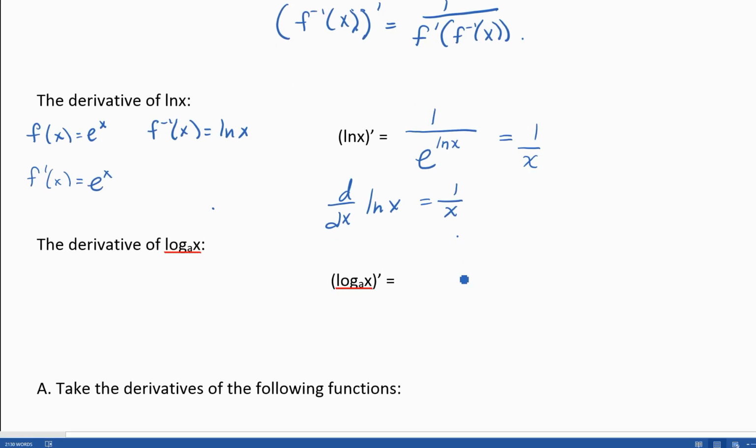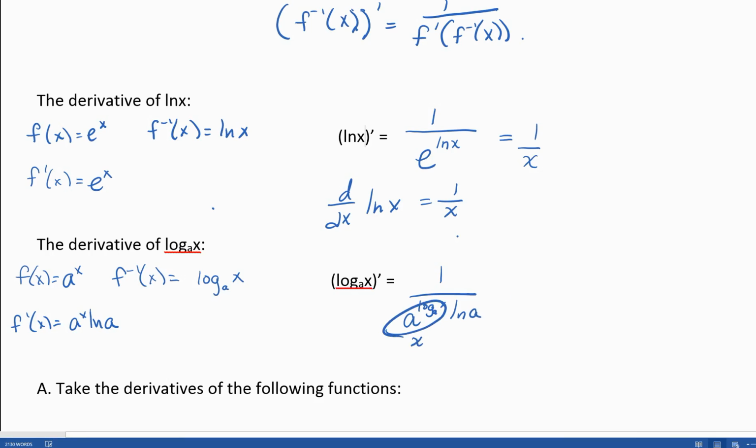Okay, and for log of any base, well, if we're talking about our inverse function as log base a of x, then the function that we're starting with is a to the x. So our derivative here would be 1 over, remember the derivative of a to the x is a to the x natural log of a. So we would compose that with log base a of x. So we'd have a raised to log base a of x times natural log of a. And this term right here is just x. So our derivative for any base is 1 over x natural log of the base.